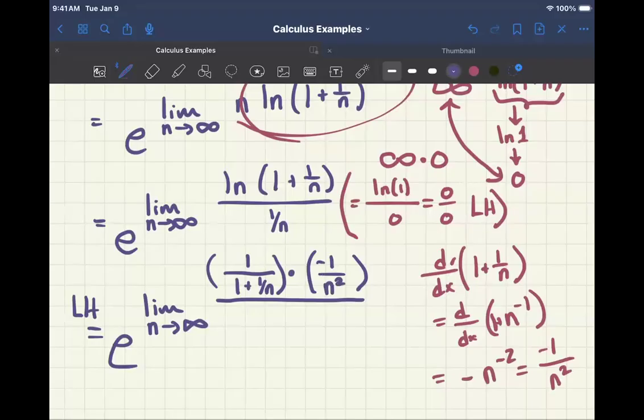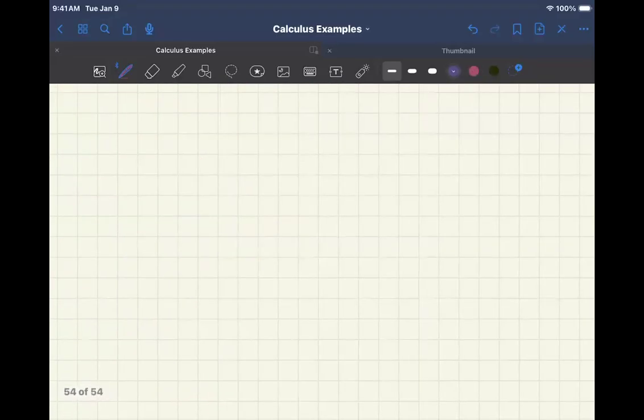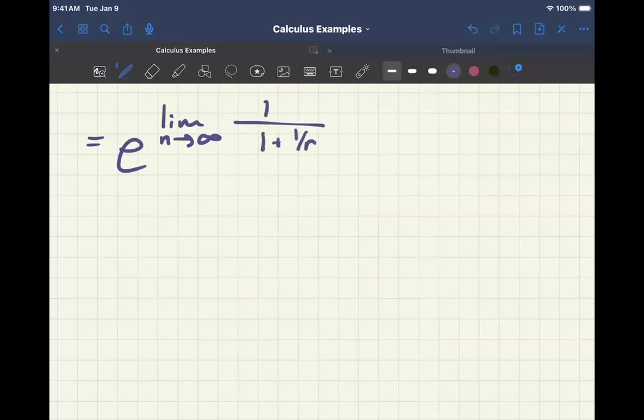We can use that information to get our denominator here as well. The derivative of 1 over n is negative 1 over n squared. Now we have the same thing on the top as the bottom, so those two are going to cancel. And we're going to go to the next page here. At that point, we have e to the limit as n goes to infinity of 1 over 1 plus 1 over n left over. That's all that's left.